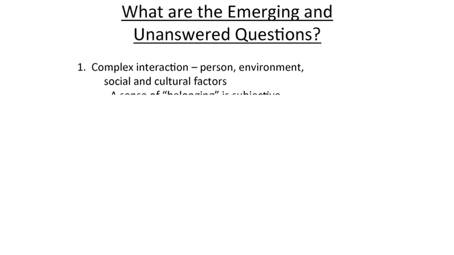The third area that we're looking at is what are the emerging and unanswered questions? So really this complex interaction about the person, their environment, social and cultural factors. There isn't any agreed upon theoretical framework in this. What is a theoretical framework that we can really look at? A sense of belonging is subjective. Whether people belong or not is subjective.